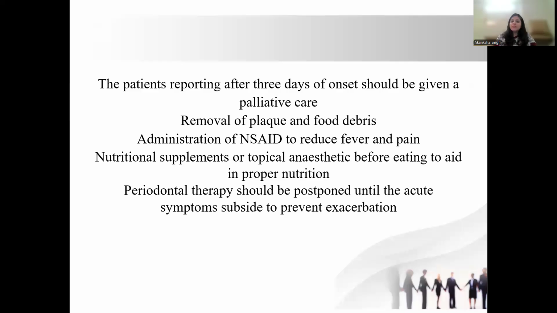This is a very important part. Palliative care includes removal of plaque and food debris, administration of NSAIDs to reduce fever and pain, and nutritional supplements. Periodontal therapy should be postponed until the acute symptoms subside, because in acute cases, any therapy is just going to mold the disease.